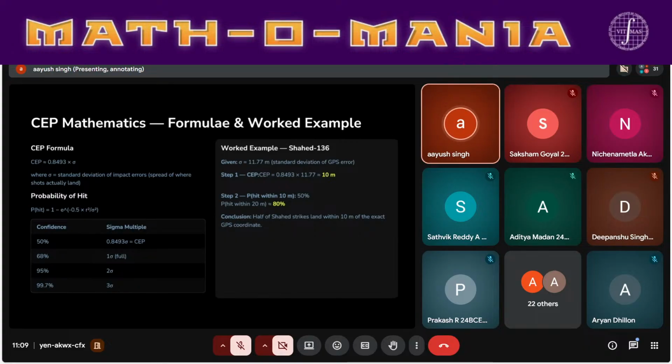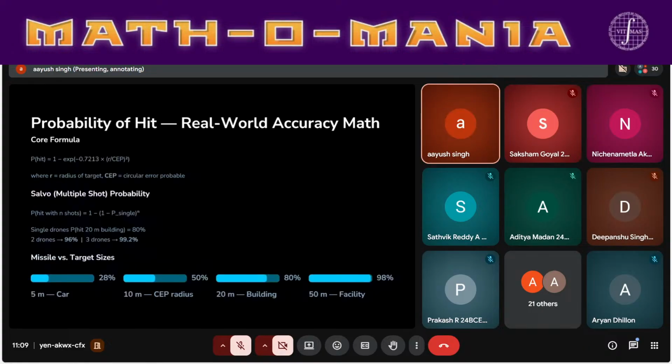Through this, we can calculate the probability of hit, which we observe through the bell curve, and it comes out to be 1 minus e raised to minus 1 by 2, which is minus 0.5, into r square divided by sigma square, where sigma is the standard deviation. This we have calculated through the bell curve. Now let us move to the next slide.